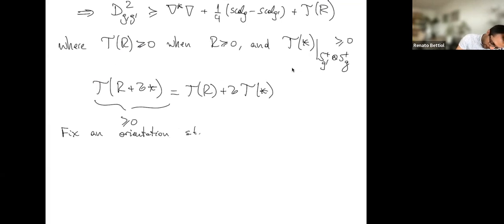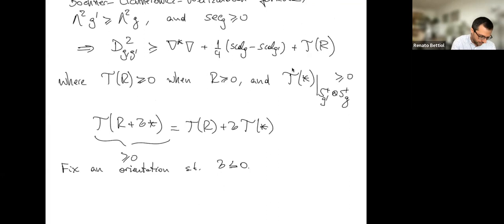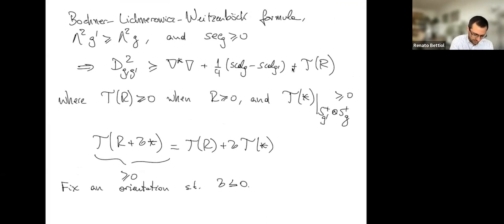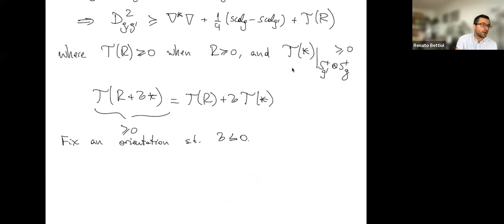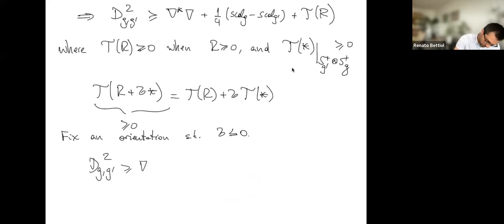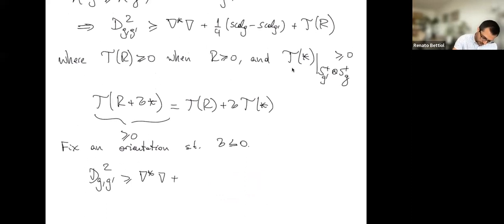So we can fix an orientation such that tau is less or equal than 0, because in all this business, if we're flipping the orientation, we're just changing the sign of Hodge star. The curvature operator is the same, right? So I can change orientation and arrange. I don't know if my tau was non-negative or non-positive, whatever it was. Fix the orientation so that it's non-positive. Then from the formula above, I can just conclude that the Dirac operator D_G,G' is bigger or equal than the rough Laplacian plus the scalar curvature part.